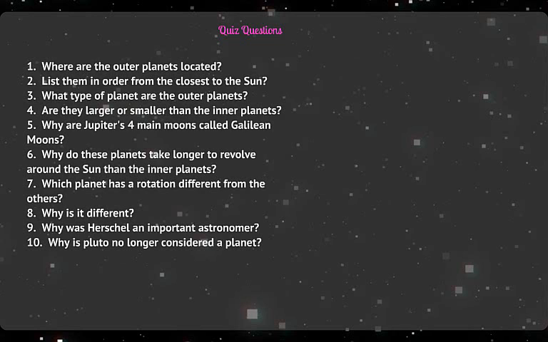Which planet has a rotation different from the others? Why is it different? Why was Herschel an important astronomer? And why is Pluto no longer a planet?